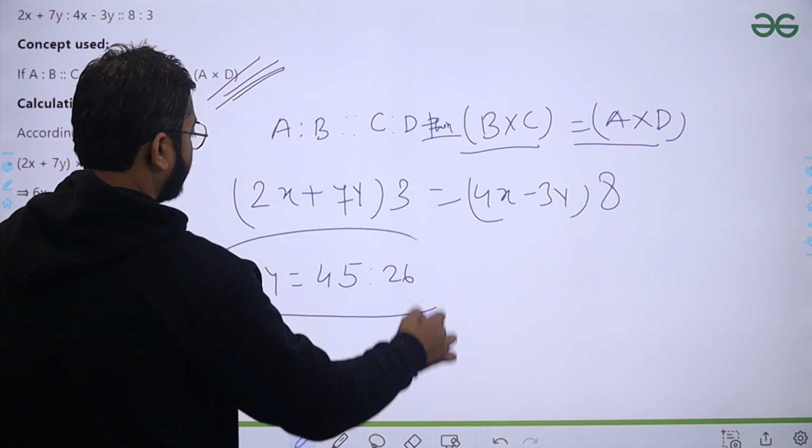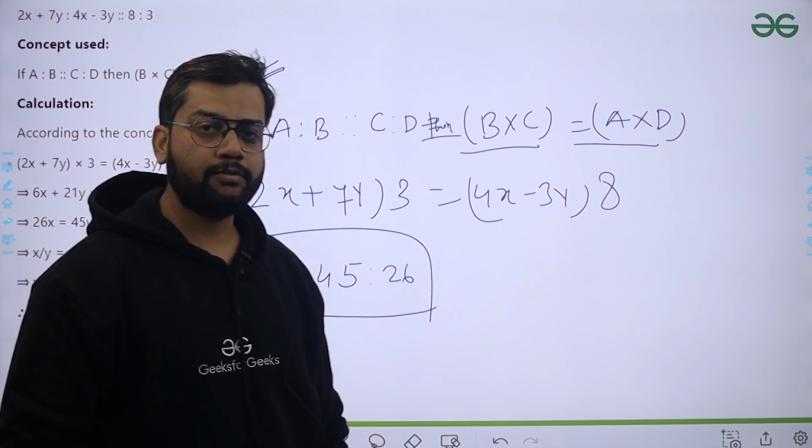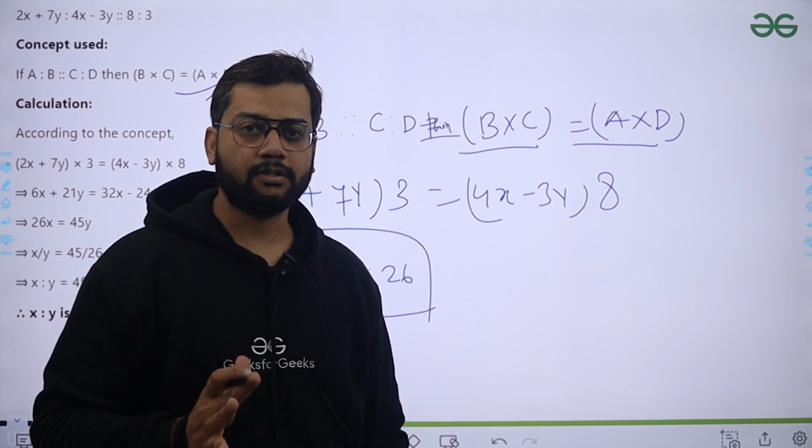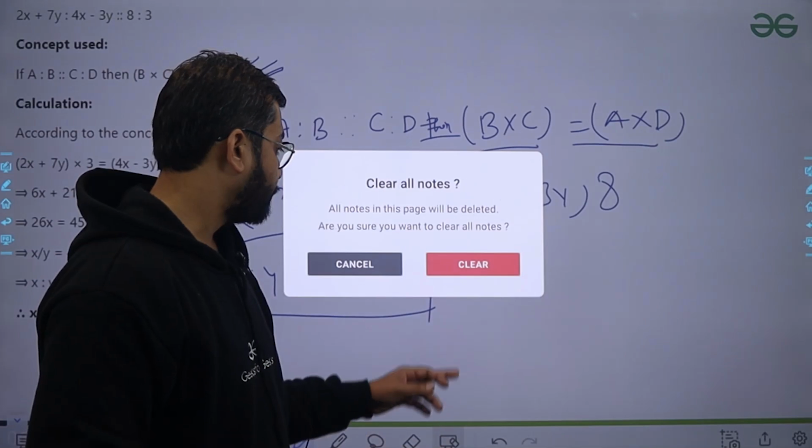The question is not difficult. You only have to remember this formula, and it will only take 1 minute to solve the question. That's it. Okay. Next.